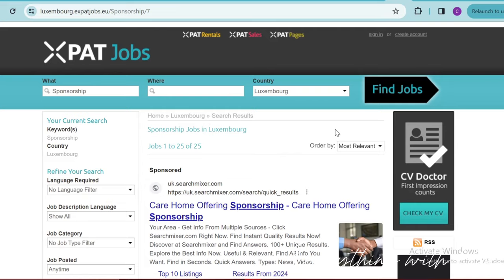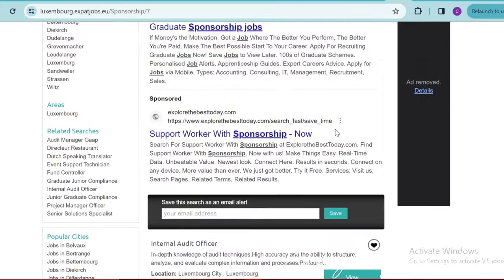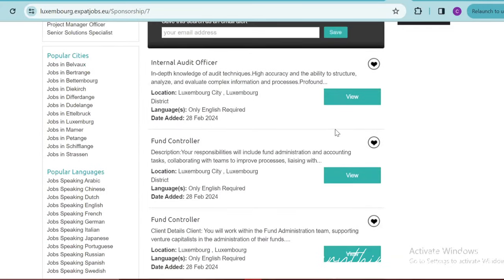So this is the website where you can find some sponsorship jobs that can take you to Luxembourg. There are so many jobs with visa sponsorship that can take you to Luxembourg. The first job role here is internal audit officer. Only English is required. So if you don't know how to speak other languages, you can apply for this, because as long as you can speak English, you're welcome.